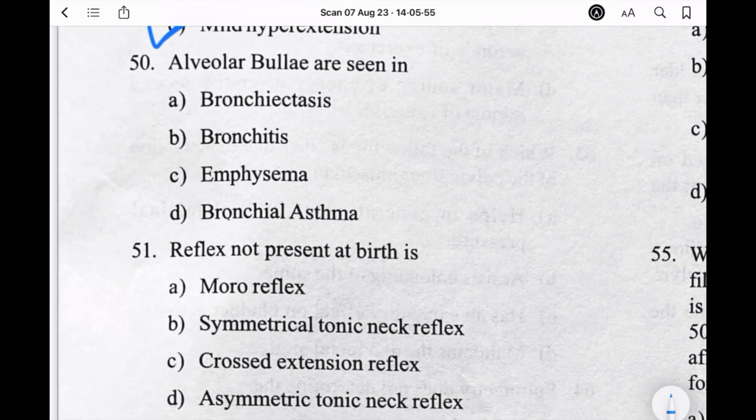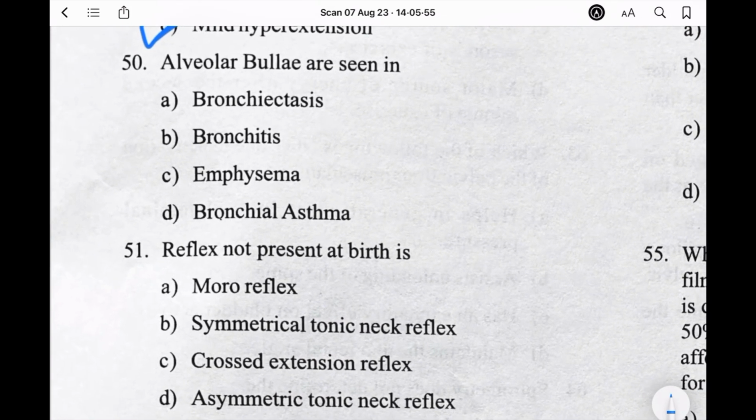Question number 50. Alveolar bullae are seen in, options are bronchiectasis, bronchitis, emphysema and bronchial asthma. So correct answer is emphysema.